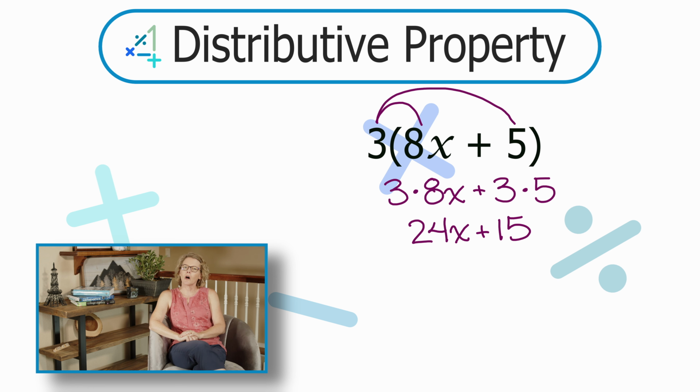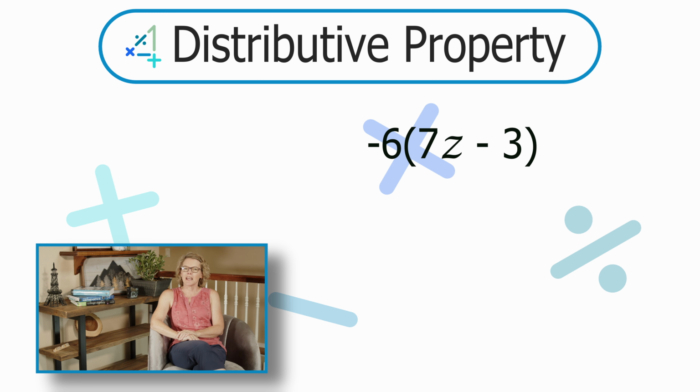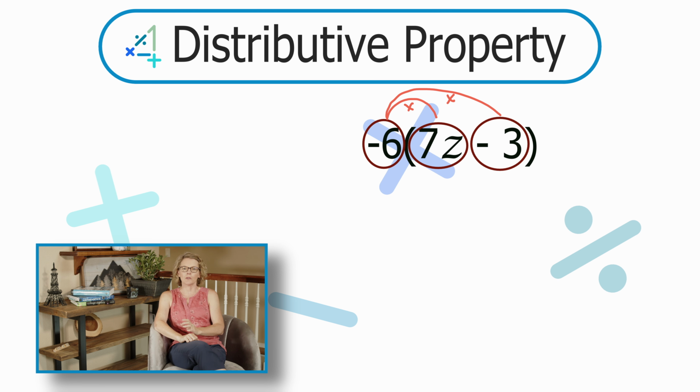Let's practice one with some negative numbers to help you determine whether the answers are positive or negative. Take a look at this. -6 times quantity 7z minus 3. I'm going to circle each of these terms with their signs in the front that are attached to them. Draw rainbows and multiply across those rainbows. -6 times 7z first. Then let's put a plus after it.